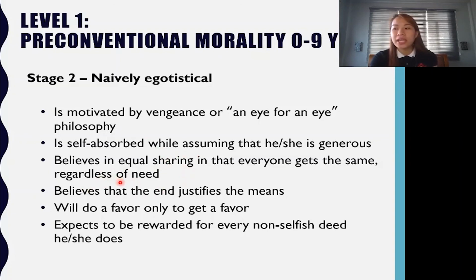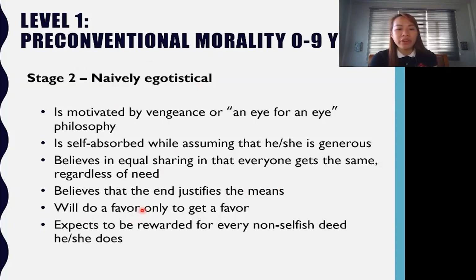Hindi pa nila maintindihan yung concept of equity, that even if meron na sila nun, if there is something to be given to them, it should have to be given equally. So they do not get that yet. And they believe that the end justifies the means. So if they did something bad but their end result is good, so pre-conventional morality yan. Parang kay Robin Hood, di ba? Nagnanakaw siya pero binibigay niya sa mahihirap, the end justifies the means para sa kanila. So, preconventional morality actually yun.